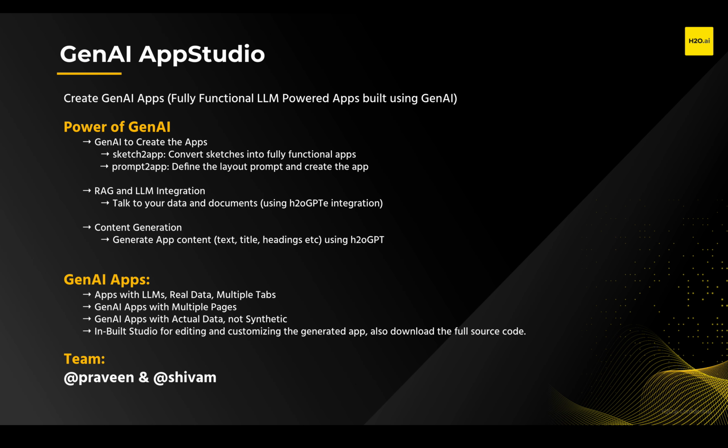There are two main parts in GenAI App Studio, two main elements. So one is it uses GenAI in various forms. The very first use is GenAI is used to create these applications. What we mean by that is the GenAI App Studio involves two of our proprietary frameworks called sketch2app and prompt2app, and both of these frameworks essentially take inputs in the form of, say, sketches, which could be a wireframe, which could be a design, and those get converted to fully functional web applications.